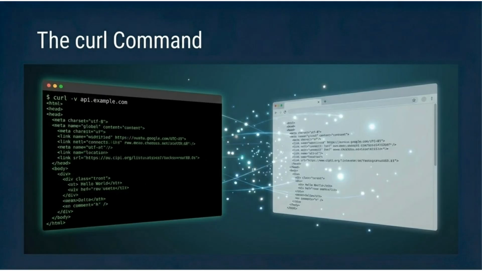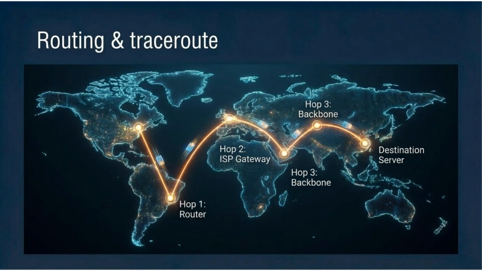As a DevOps engineer, you don't always have a web browser. curl is your browser. It allows you to make HTTP requests directly from the terminal. By adding the -v flag for verbose, you can see the invisible details, the SSL handshake, the response headers, and the status codes. This is how you debug API errors and verify that your load balancer is passing the right data.